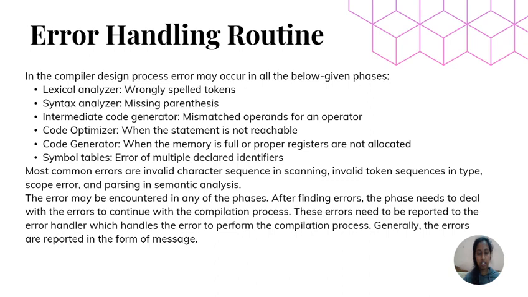In compiler design, errors may occur in all the phases given below. The most common errors are invalid character sequence in scanning, invalid token sequence in syntax, and scope and type errors in semantic analysis. These errors may be encountered in any of the phases. After finding the errors, the phases need to deal with them to continue with the compilation process. These errors need to be reported to the error handler, which handles the error to continue the compilation process. Generally, the errors are reported in the form of messages.